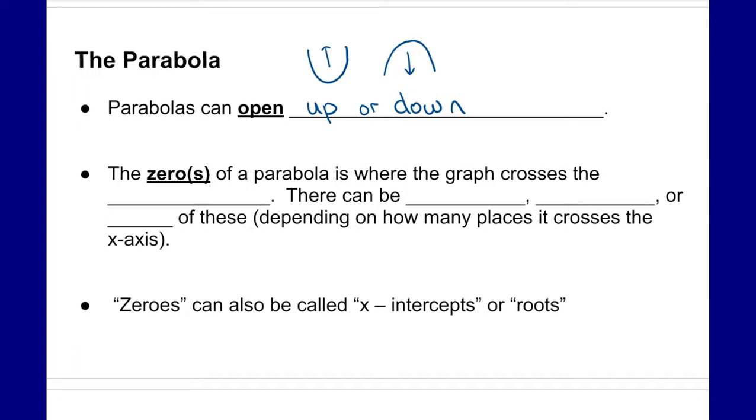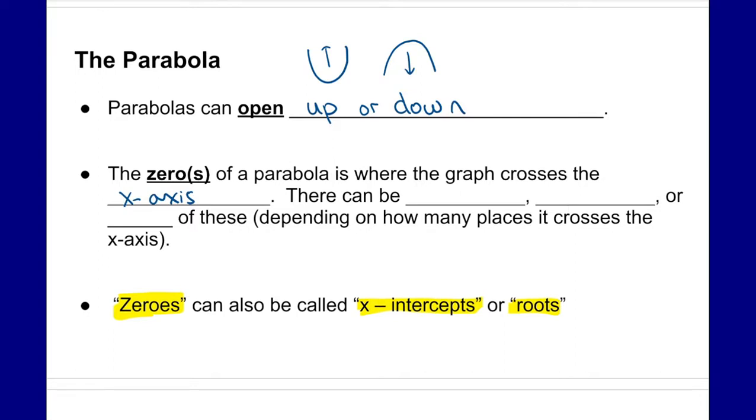The zeros of a parabola, so this is a new term, is where the graph crosses the x-axis. So zeros are just another word for x-intercepts or roots, which we do see in that space below. So we'll just jump quickly down here and highlight this. Just some other terms for zeros. So zeros, again, are where the graph crosses the x-axis.